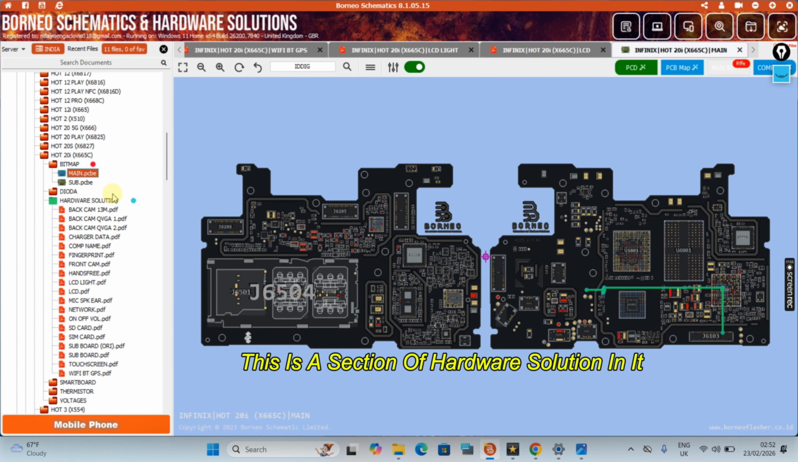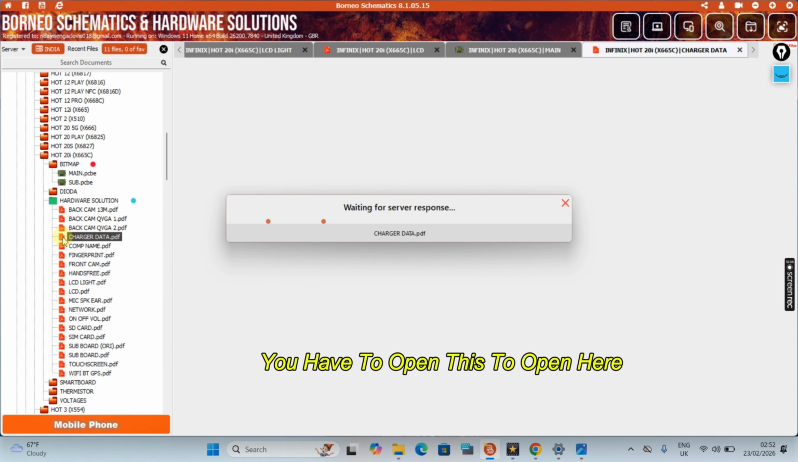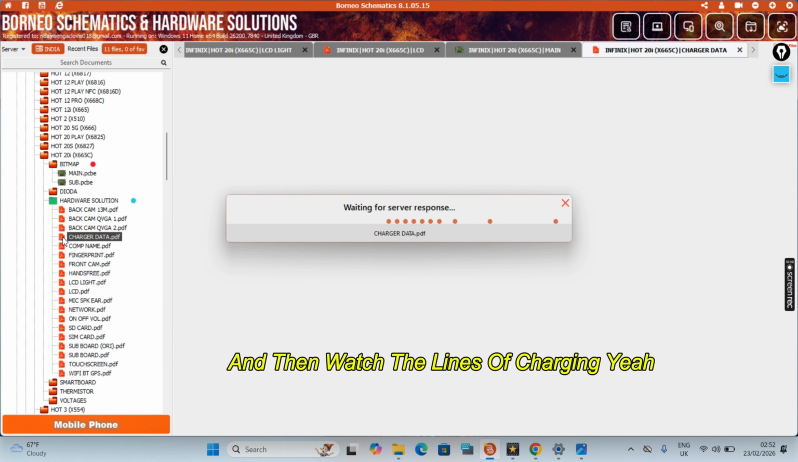This is a section of hardware solution. In it we find back camera, charger, data. If your phone is not charging, you have to open here and watch the lines of charging.